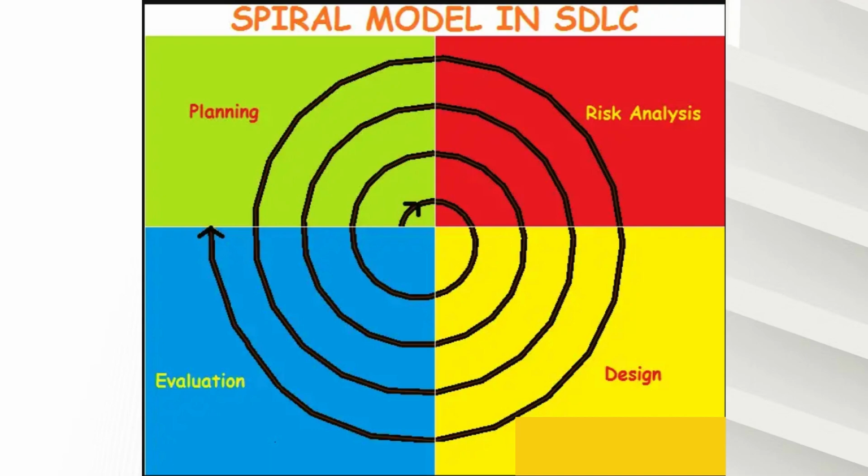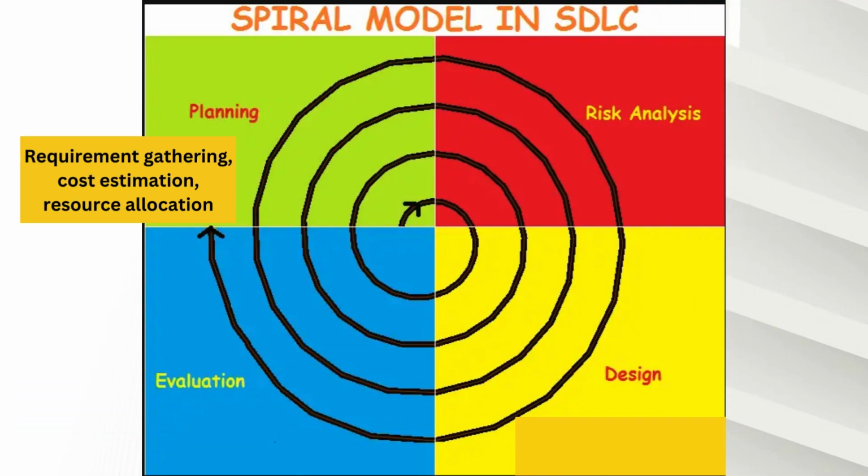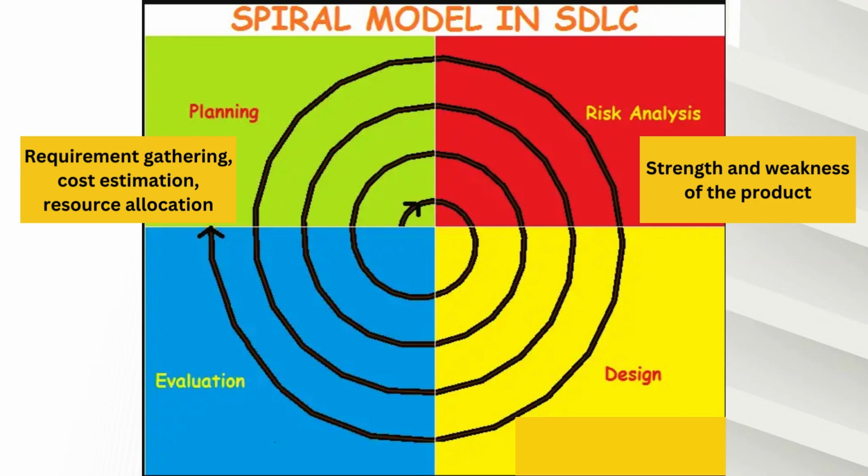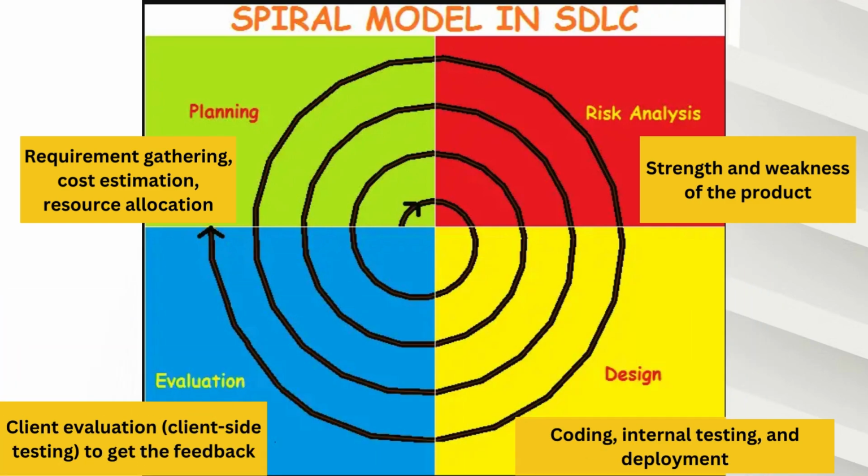In the planning phase, we have requirement gathering, cost estimation, and resource allocation. All of these are part of the planning process. After that, we move to the risk analysis phase where the strengths and weaknesses of the project are covered. Following that, we enter the design stage where coding, internal testing, and deployment are addressed. Finally, we have the evaluation phase. Once the application is deployed on the client side, we gather feedback, which constitutes our evaluation part.